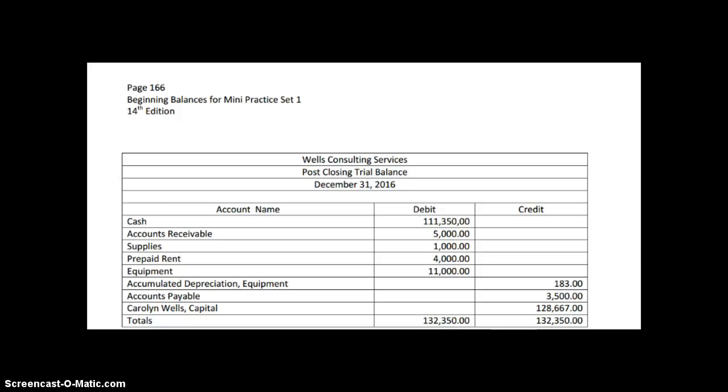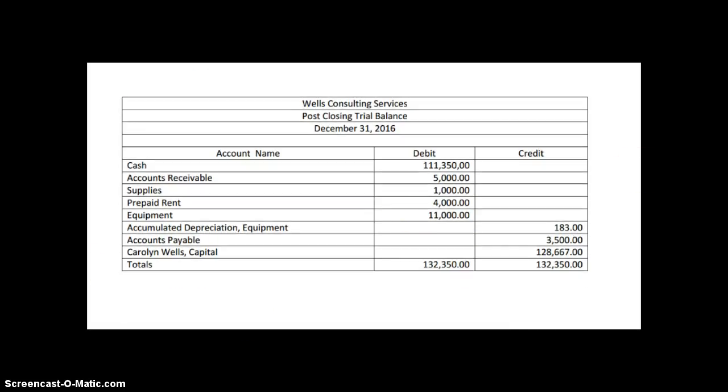The next thing you do is go to page 166 in your textbook. This gives you your beginning balances for each of the accounts. So you would go to your cash account and enter the debit balance, $111,350, in the debit column.